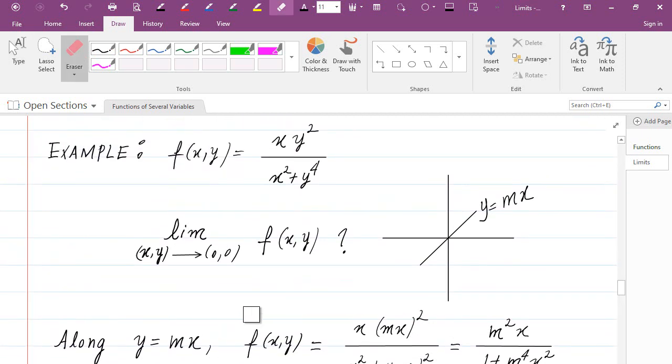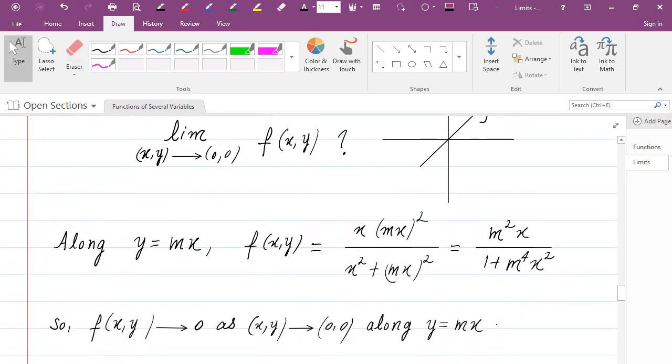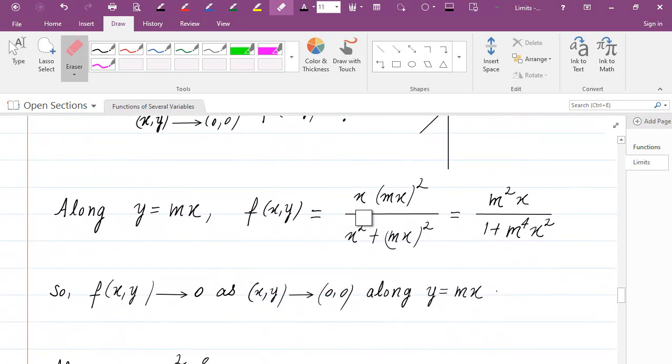Well, along this line we're going to replace y by mx, and so along this line the value of the function would be x (mx) squared over x squared plus (mx) squared, because we're replacing y by mx. And then if you simplify this, you multiply out, write this as m squared x squared, and then you can factor out x squared.